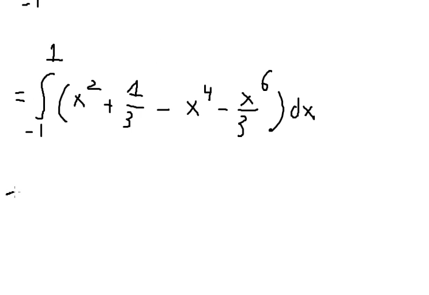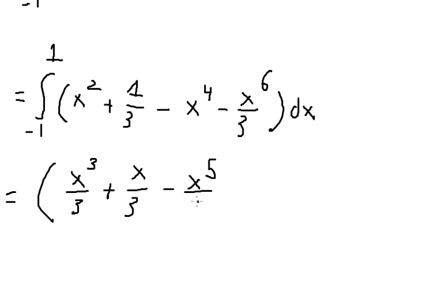Now we have the final answer, the integration of s squared. We have s to the power of 3 over 3. This one we have s over 3. This one we have s to the power of 5 over 5. This one we have s to the power of 7 over 7. 7 with 3, we have 21.